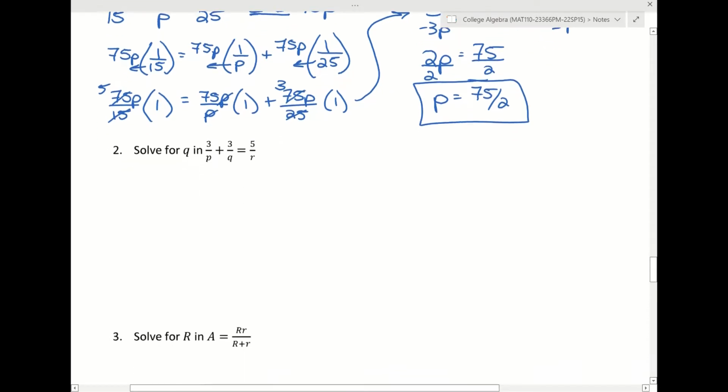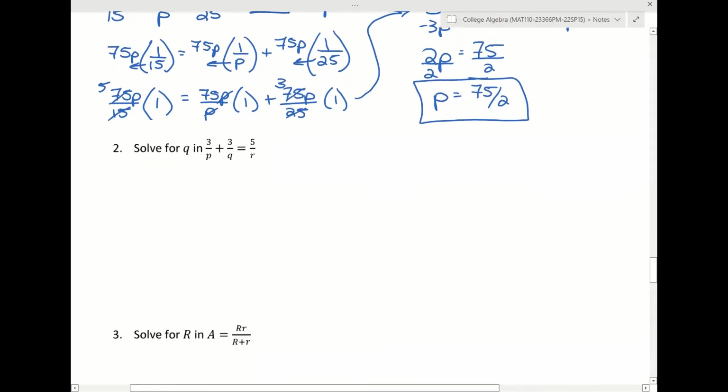Moving to problem number 2, we want to solve for q, and we have all variables in the denominator. So the way that we solve a rational equation is we look for the LCD. We would need a factor of p, we need a factor of q, and we need a factor of r. Just because there's no numbers doesn't mean anything changes. The LCD would just need a factor of each of those letters, which will multiply times each fraction.